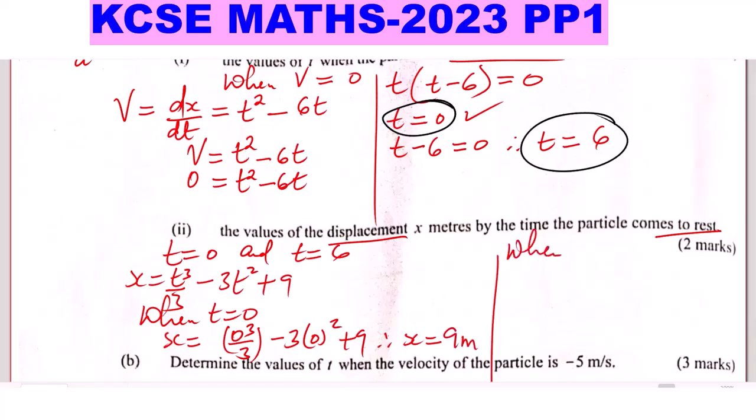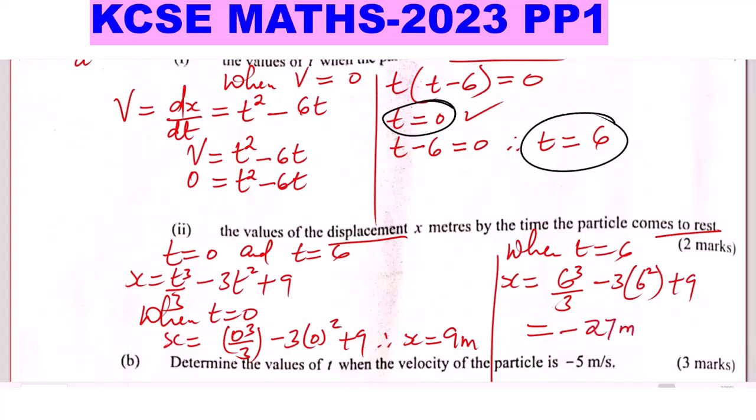So what about when t is equal to 6? You substitute: x is equal to 6 cubed divided by 3 minus 3 times 6 squared, plus 9. And for this, using a calculator, you'll get negative 27 meters. So therefore, the values of displacement x when the particle comes to rest are negative 27 meters and 9 meters.